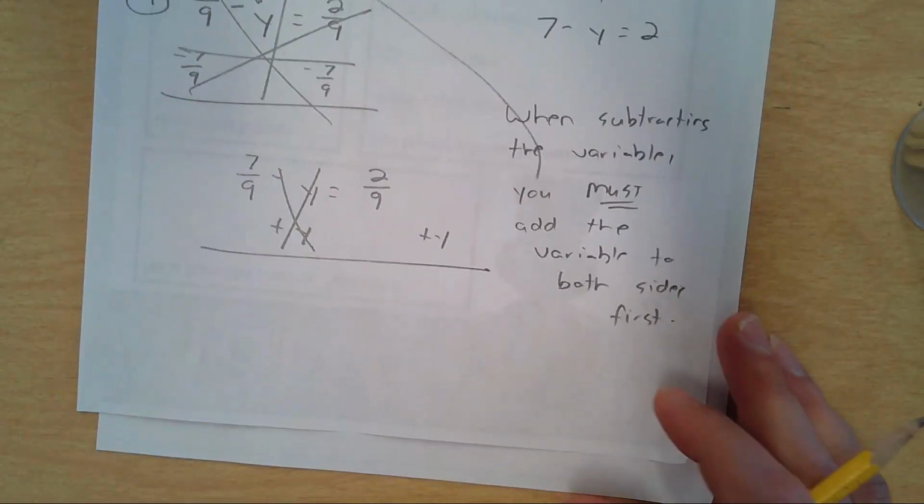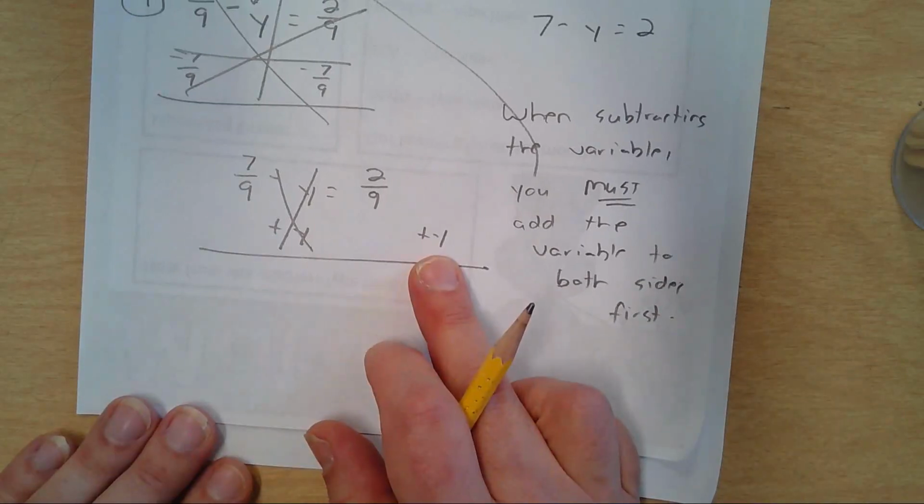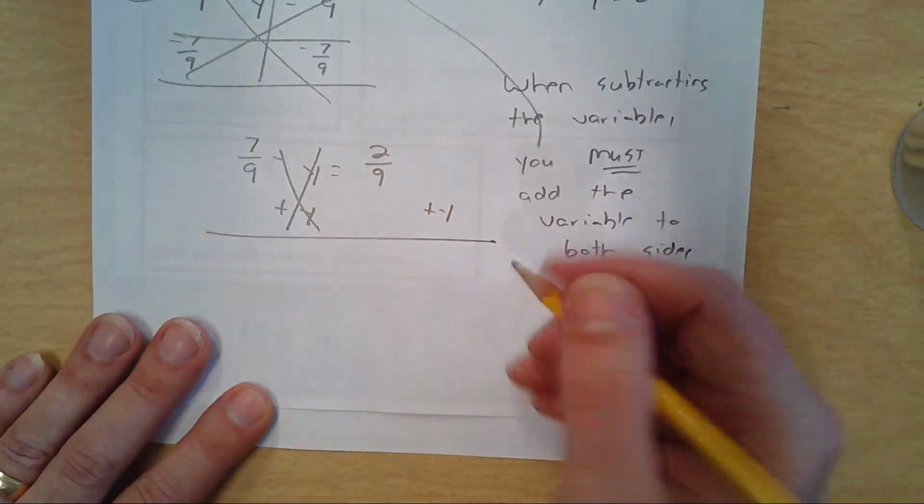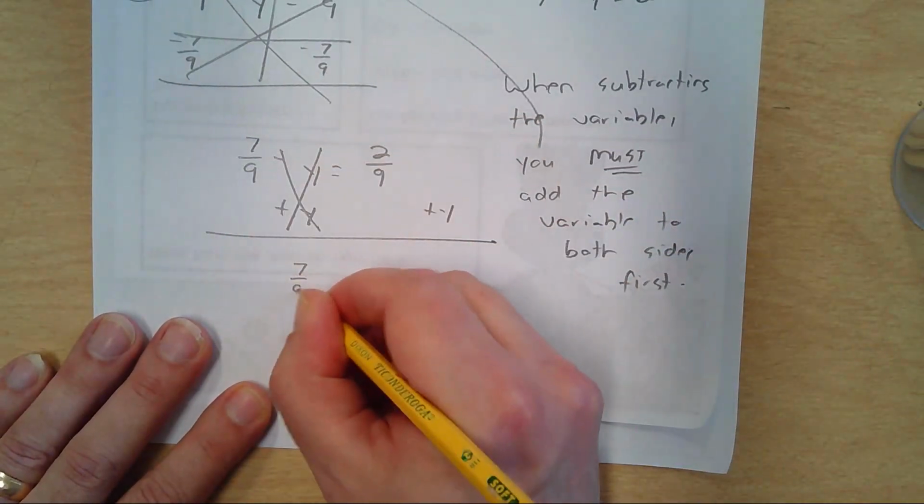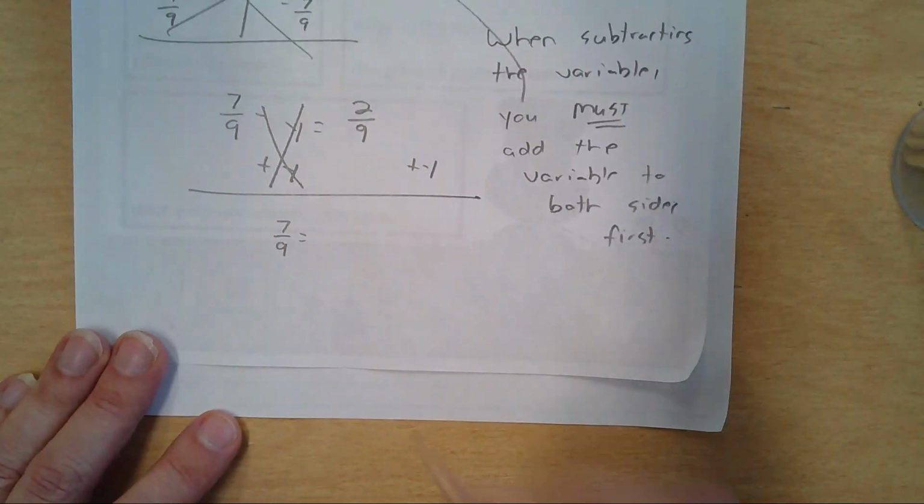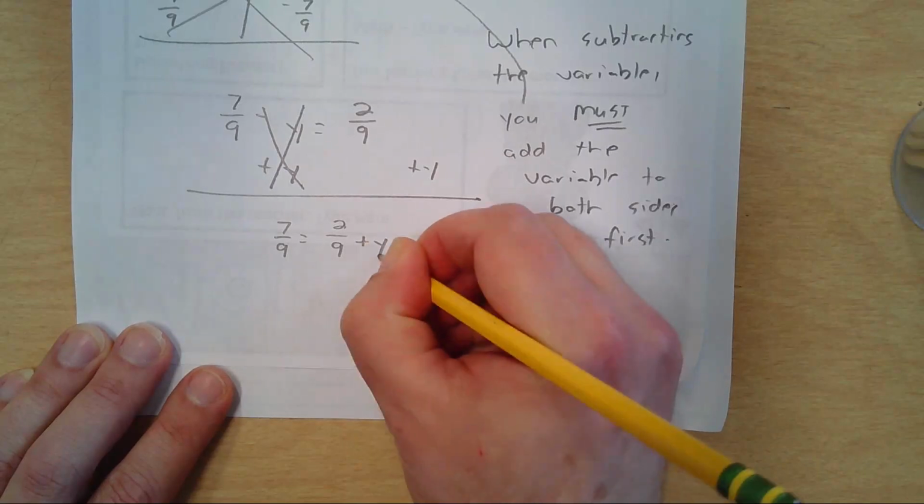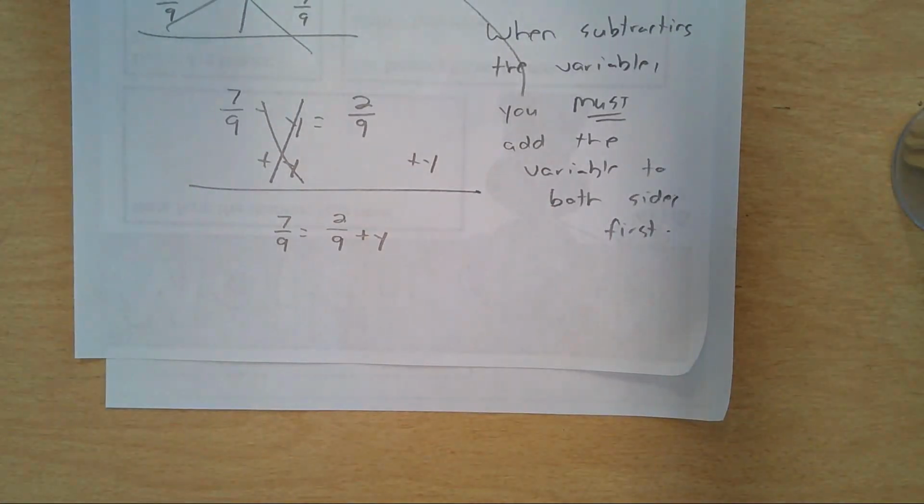And why did I do that? I did it because I want to get it as a positive, not the subtract. So rewrite everything how it is. 7/9 is on the left side by itself. And on the right side, I still have my 2/9, but there's my variable. There it is over there. So it's reappeared. Now I can go ahead and solve the equation the same as the others.